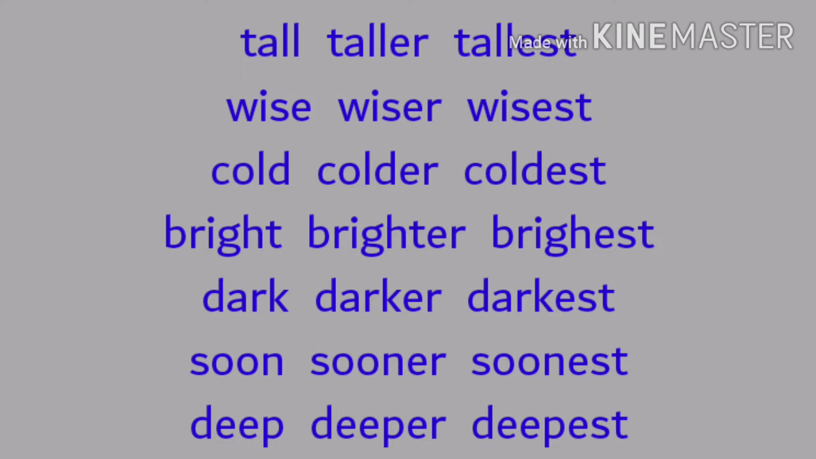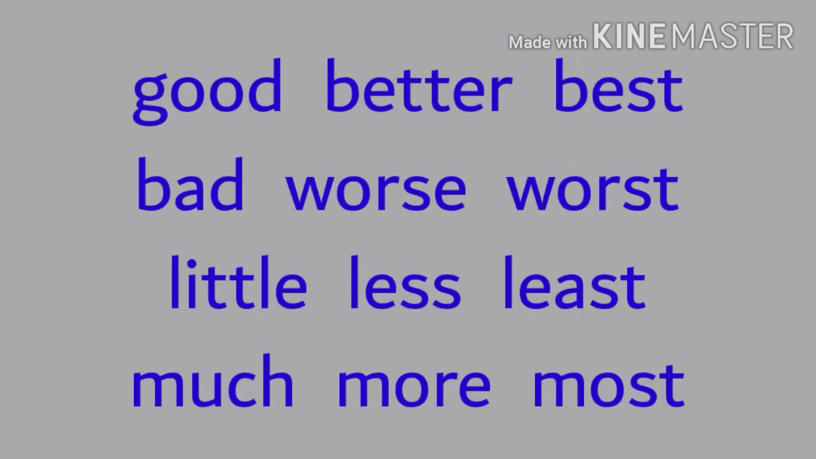So this is one way to make comparative and superlative. Now let's move on to the next method. Positive, good; comparative form, totally different, better; and the superlative form, best. Like that, bad, worse, worst; little, less, least; much, more, most.